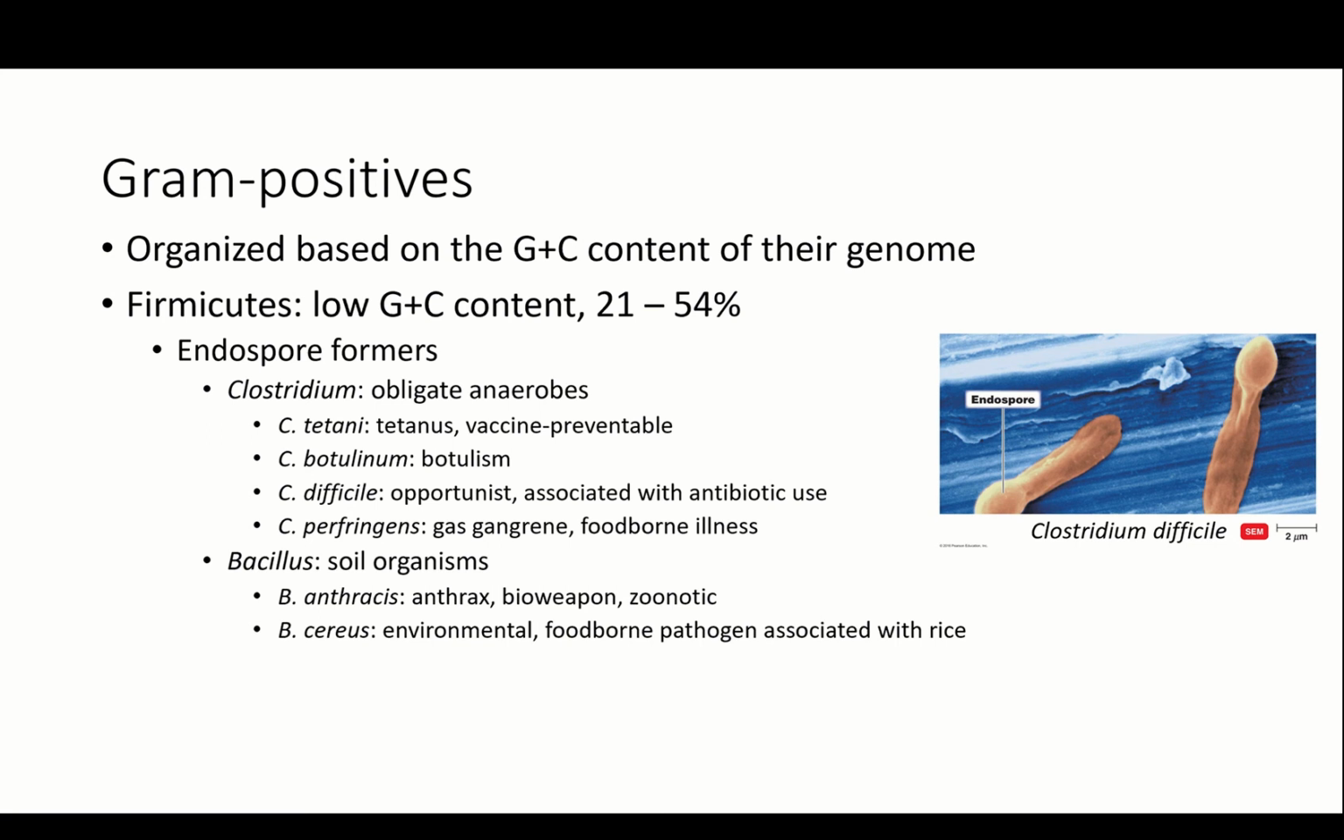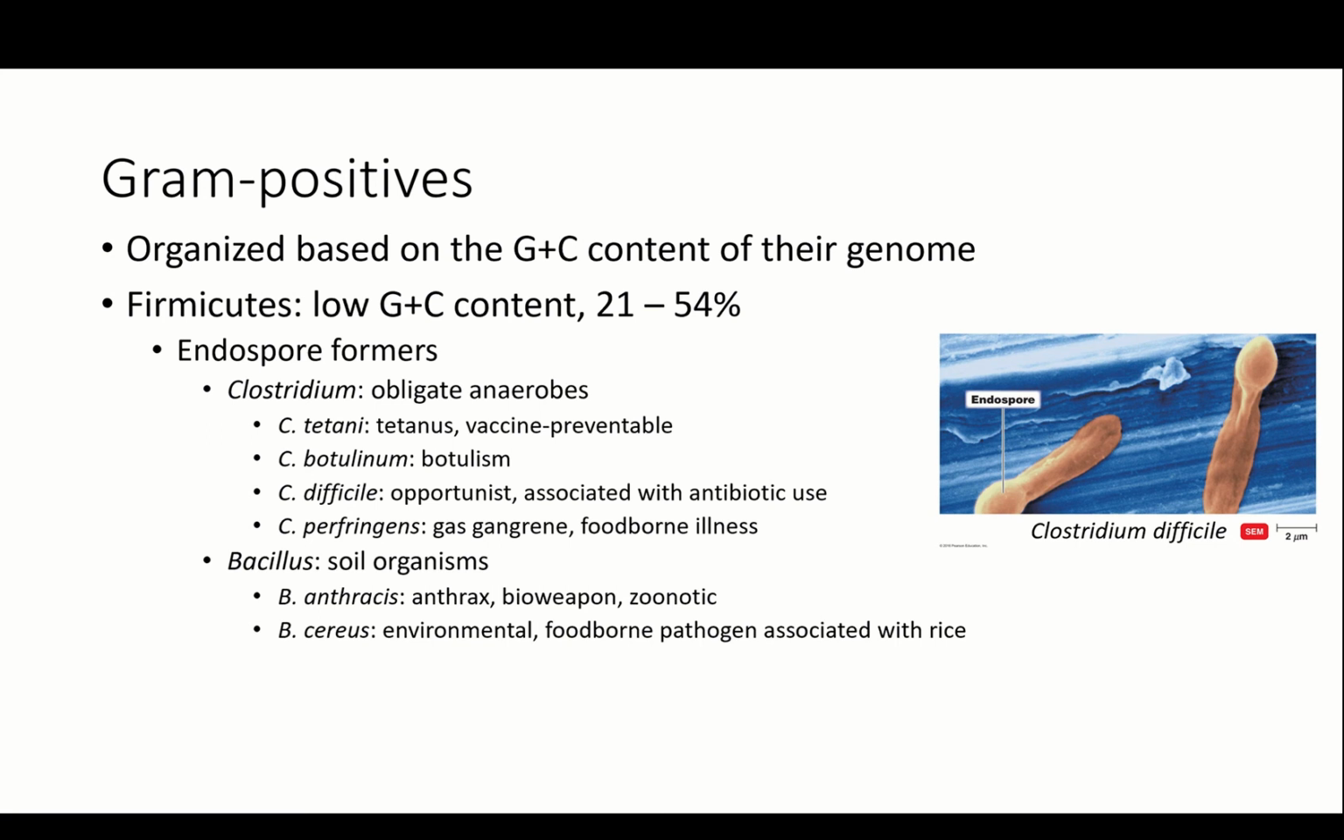The next thing is Bacillus. Bacillus are typically soil organisms. So Bacillus anthracis is one of them that causes anthrax, and this is considered a bioweapon, but ordinarily it's a zoonotic infection. So you get it from working with contaminated animals or their products like hides or other things.